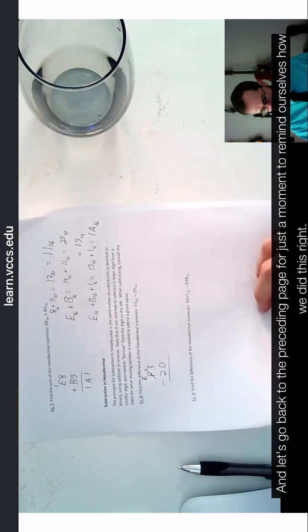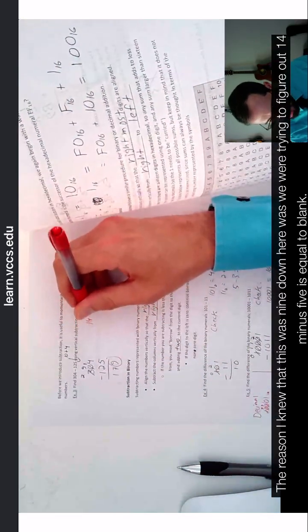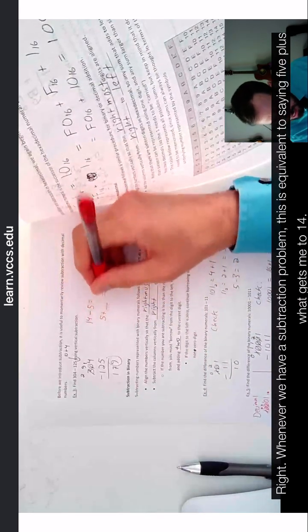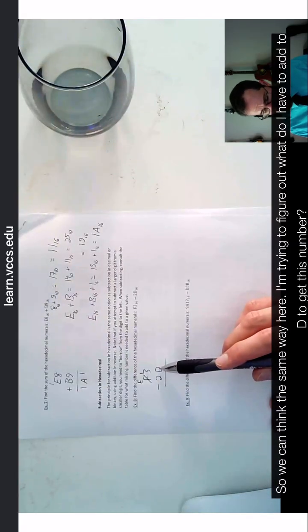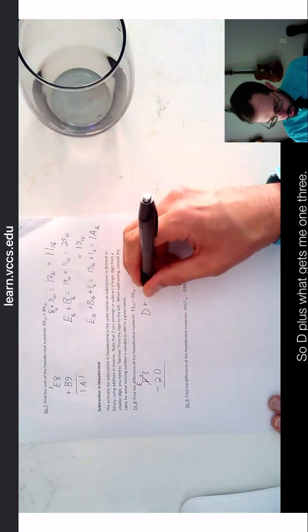Again, let's go back to the preceding page for just a moment to remind ourselves how we did this, right? The reason I knew that this was 9 down here was we were trying to figure out 14 minus 5 is equal to blank, right? Whenever we have a subtraction problem, this is equivalent to saying 5 plus what gets me to 14. So we can think the same way here. I'm trying to figure out what do I have to add to D to get this number. So D plus what gets me 1, 3. Remember, these are hexadecimal digits that we're working with.